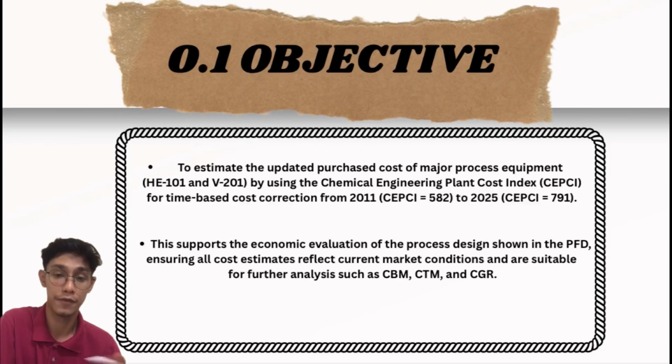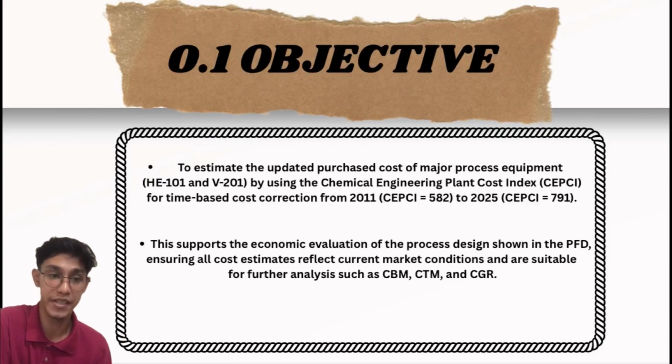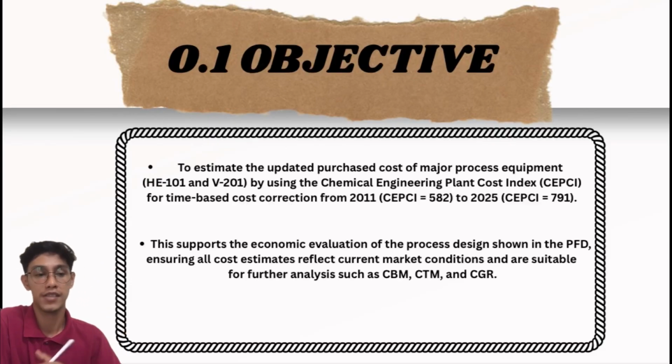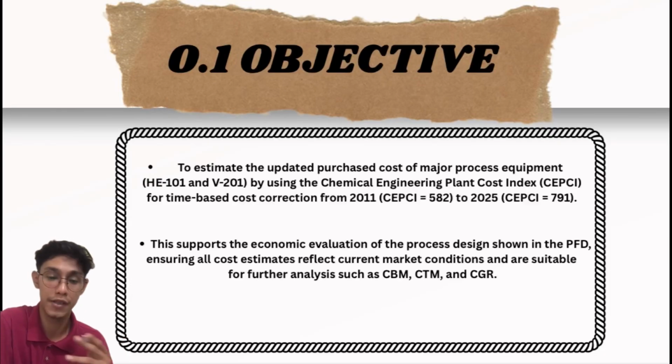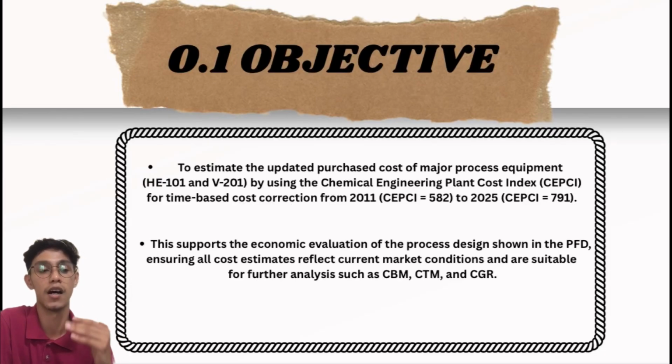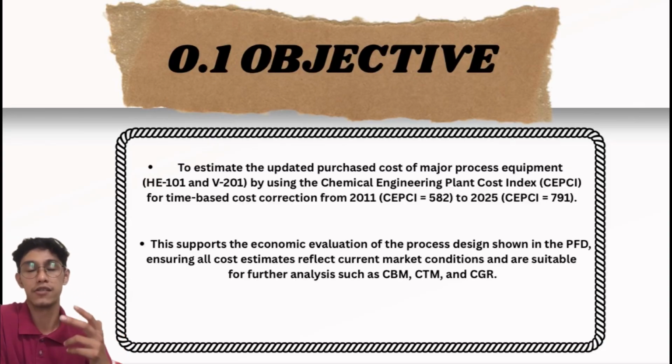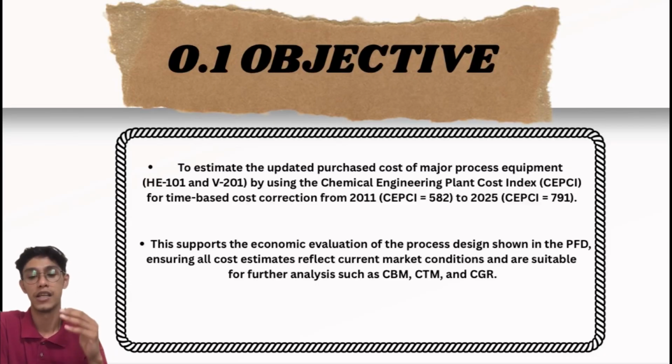The objective of this corporation is to estimate the updated purchase cost of the major equipment. As we have HE101 and V201, it uses a CEPCI, which means Chemical Engineering Plant Cost Index. In this corporation we use CEPCI 582 and CEPCI 791.